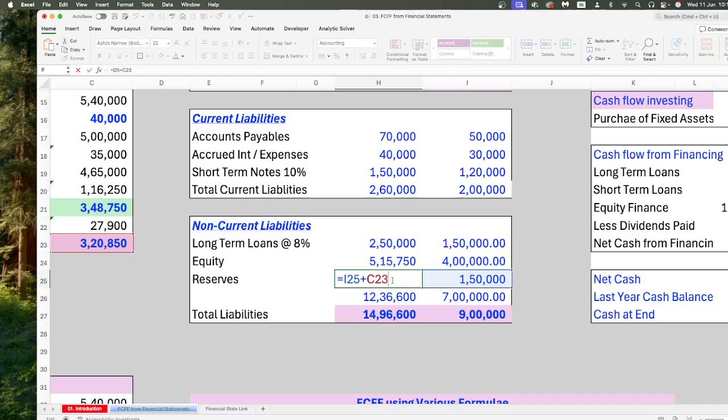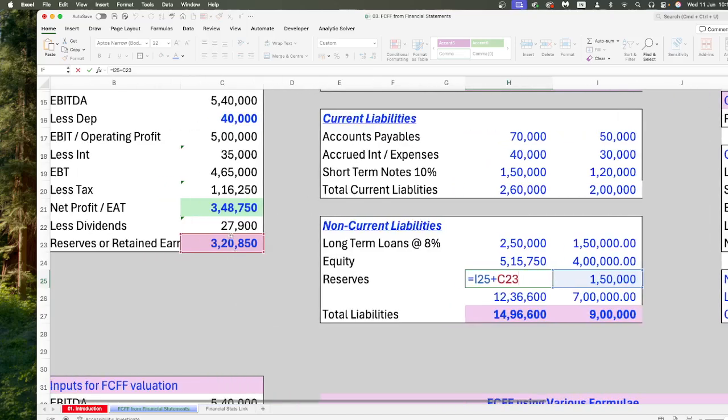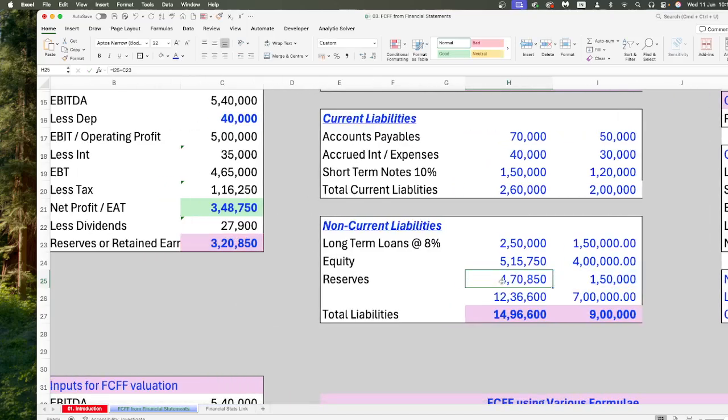The reserves for the current year will be the last year's reserves plus the retained earnings, and that comes from the income statement. So this is a very important linkage here. Now we have the total non-current liabilities.